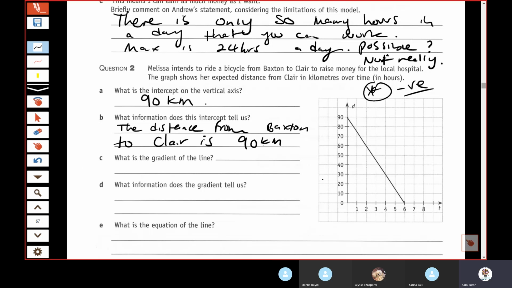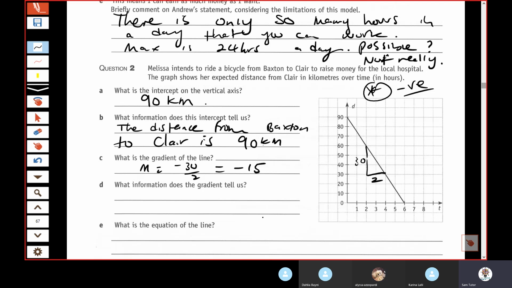What is the gradient of the line? Again, just pick a right angle triangle. I'm going to start from here and go to here. My rise, 30 to 60, is 30. My run, 2 to 4, is 2. Slope to the left, please be careful with that. So it's negative, rise over run, which is negative 15.